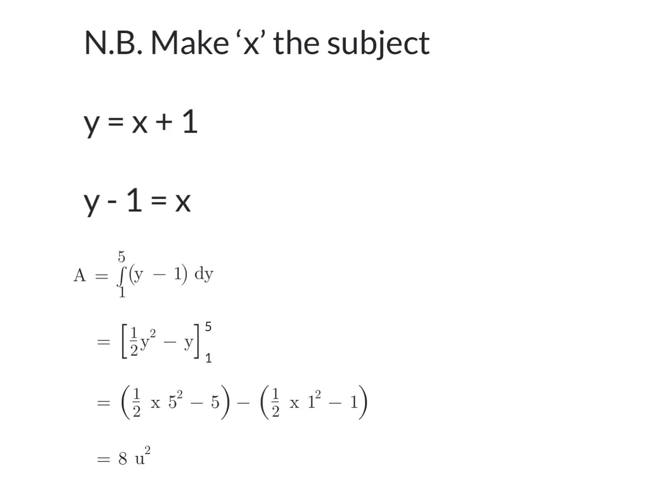So using our integrals, raise your power, divide by the new power, you get a half y squared minus y between 5 and 1. Sub 5 in minus subbing 1 in, and we get 8 units squared.